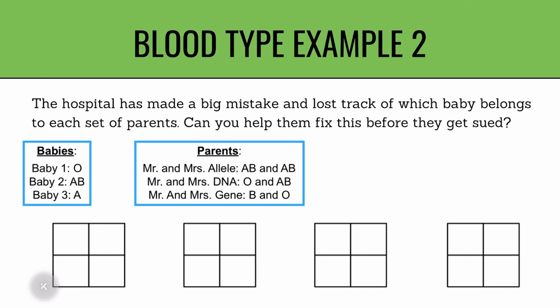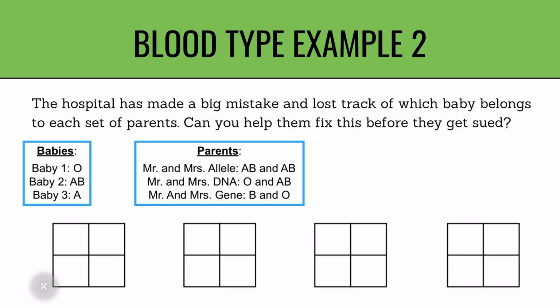So here is another example. Once again, I encourage you to pause and work through this on your own, and then come back and see if you are on the right track with this. Alright, the hospital has made a big mistake and lost track of which baby belongs to each set of parents. This used to happen a lot more frequently than what you would think. That's why the babies have to have those little wrist and ankle bracelets now, actually. So, can you help them fix this before they get sued?